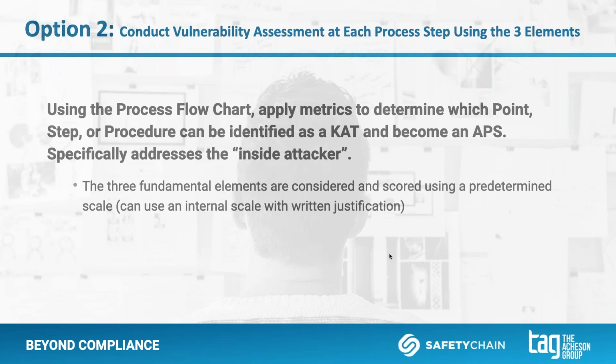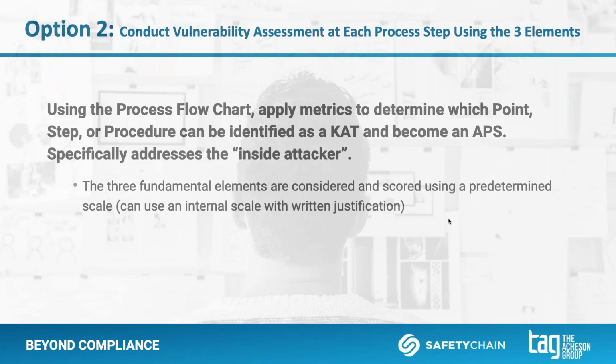So you can do what we call a vulnerability assessment at each processing point, process step, point, or procedure, using the 3-element approach, okay? Now, the 3-element approach is pretty cool because you can actually score, we can put a numeric to each process step, and based on that score, you can determine, is it truly an actual process step, okay? Next slide, please.